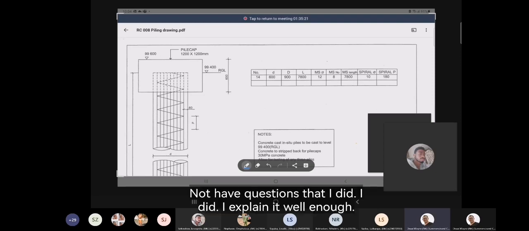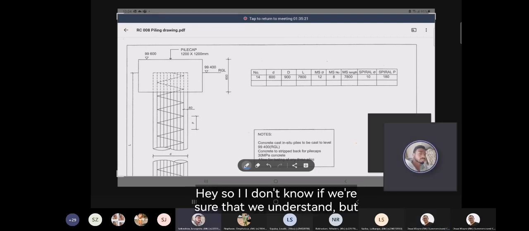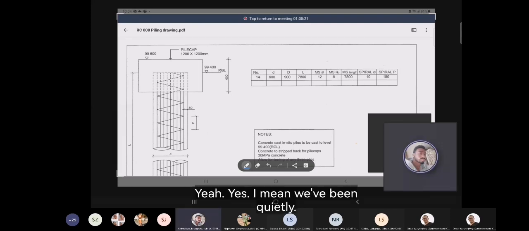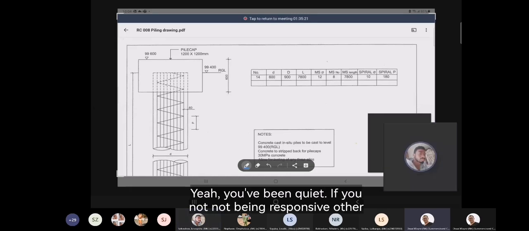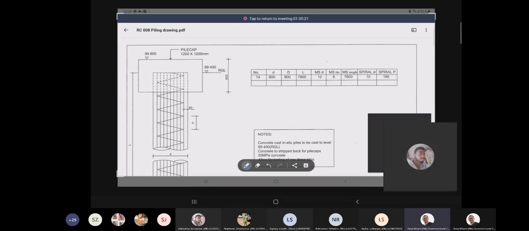Not have questions. Did I explain it well enough for you not to have any questions for me? Hey, sir, I don't know if we're sure that we understand, but maybe it would be best if you asked us questions and then maybe we'll answer them. But I ask the questions, Mrs. Ekwakwa. You reckon it's best if I ask the questions? Yeah, yes. I mean, we've been quiet, eh? Yeah, you've been quiet. You've not been responsive. Other times you're responsive.